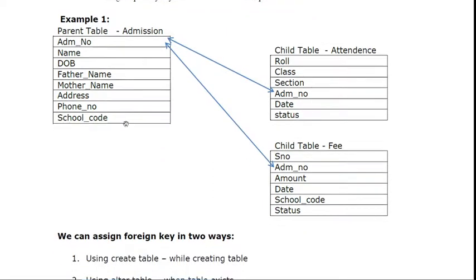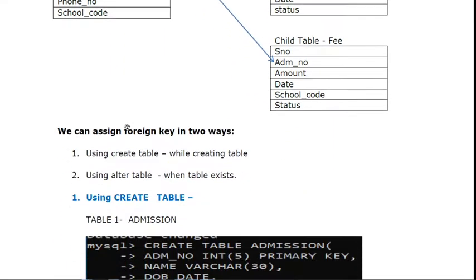Now we can assign a foreign key in two ways. First one is with the help of the create table command, and the create command is used to create a table, which means while creating the table you can assign the foreign key. And if you forgot to assign it and you have created the table, with the help of alter table, you can assign a foreign key. Okay. First of all, using create table.